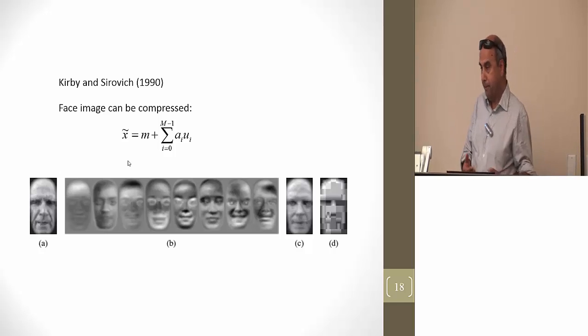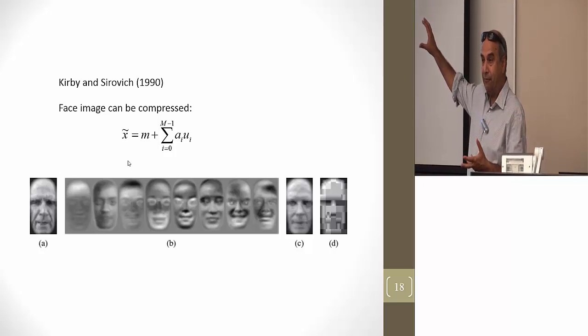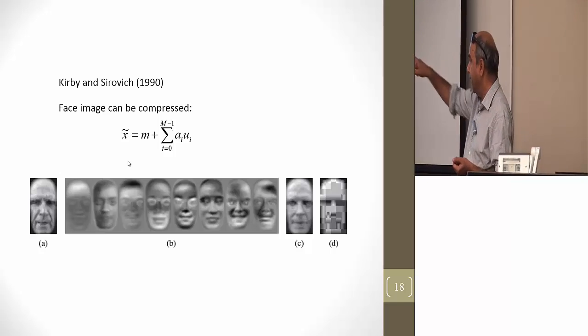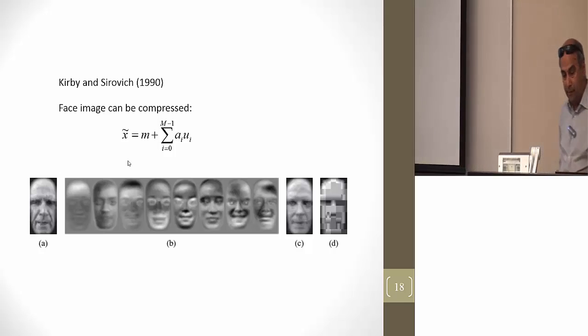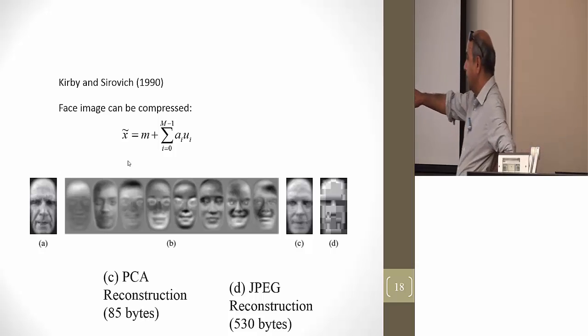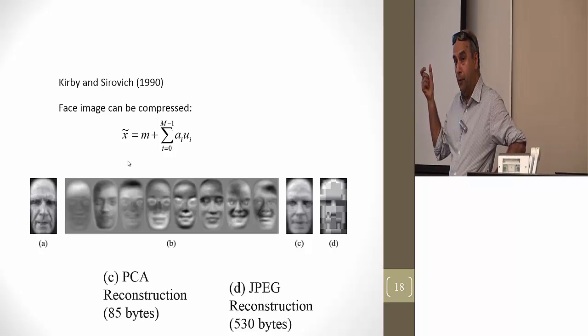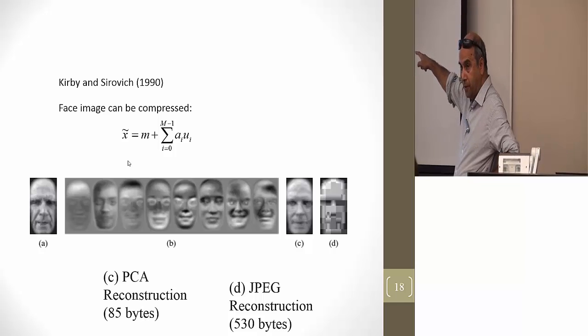This is an example: that's the original image, and these are the eigenfaces, the eigenvectors basically. If you take those eigenvectors and multiply by these coefficients, you will reconstruct what is in C, and that is a pretty good image. And JPEG will give you the one shown in D, which is not good. Of course, the reconstruction is from very small, only 85 bytes. The JPEG is 530 bytes, which is higher, but the reconstruction is not good.